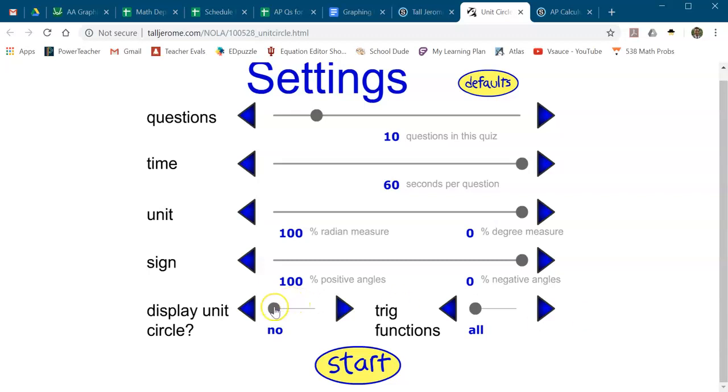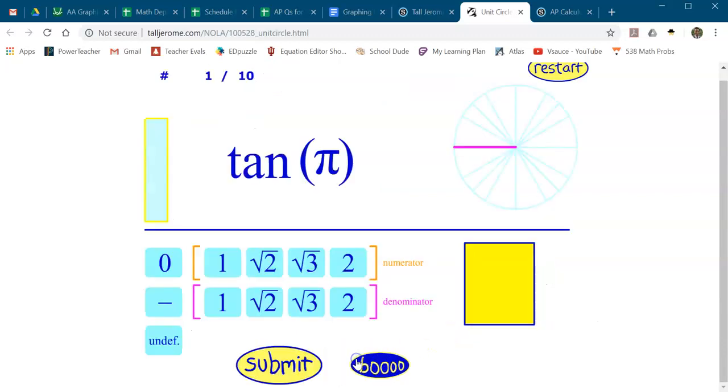I'm going to turn display unit circle on, just so you can see what that looks like. And trig function should be all. All that means is that, instead of just sine, cosine, and tangent, it's going to be cosecant, secant, and cotangent as well. So we're going to keep that at all. And let's go on and start.